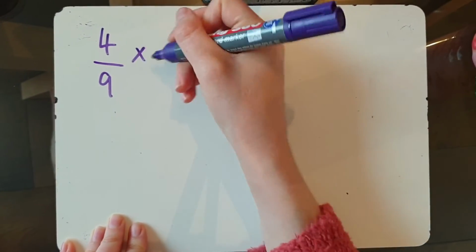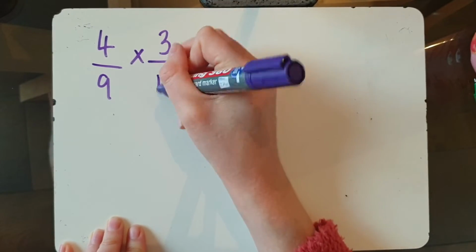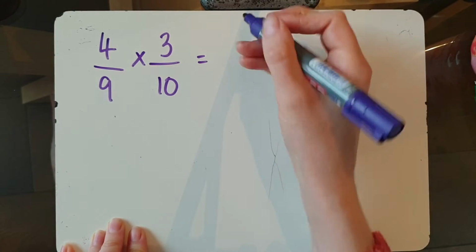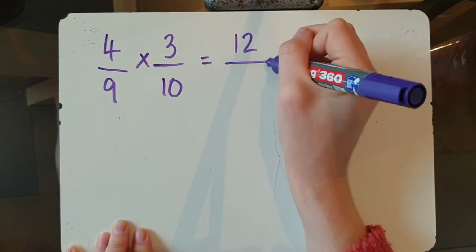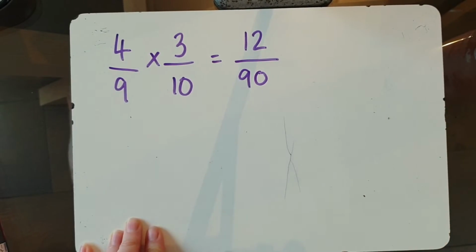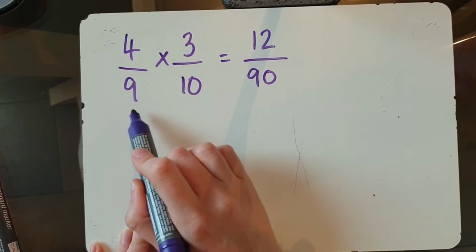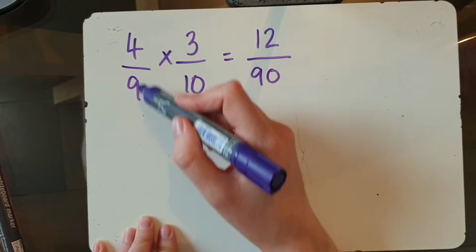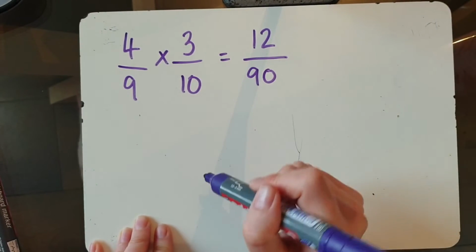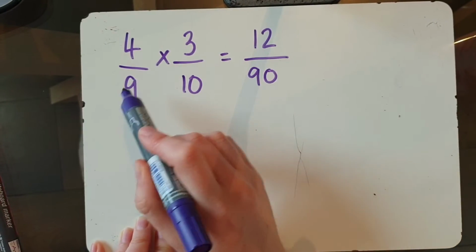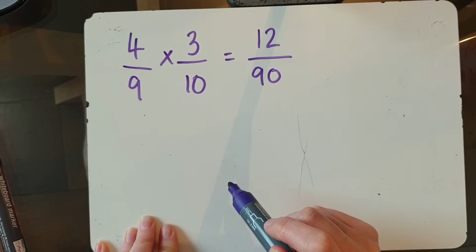4/9 times 3/10. You multiply the numerators together and you multiply the denominators together. And that's it. Multiply the numerators, multiply the denominators. We don't need to put them over a common denominator. We don't need to change either of the fractions into an equivalent fraction. We just multiply the numerators and multiply the denominators.